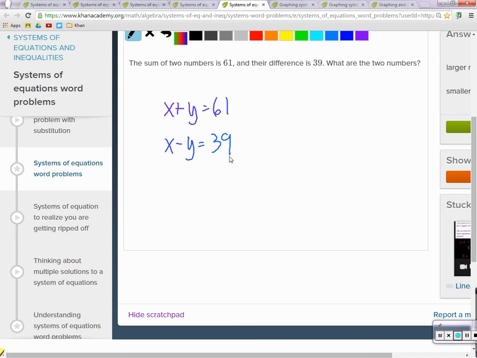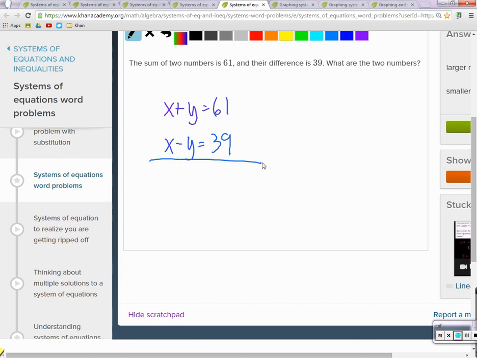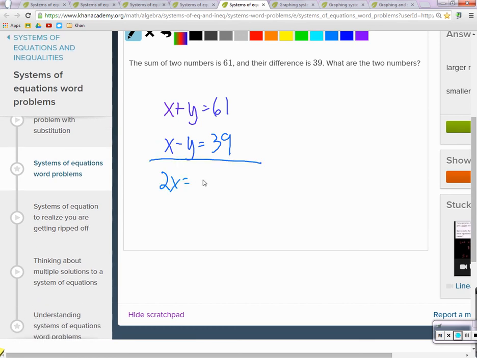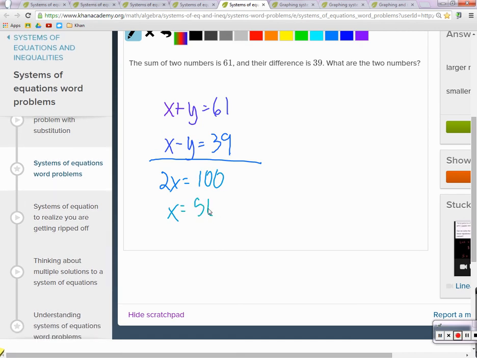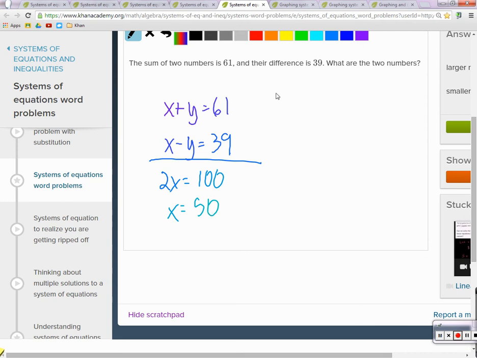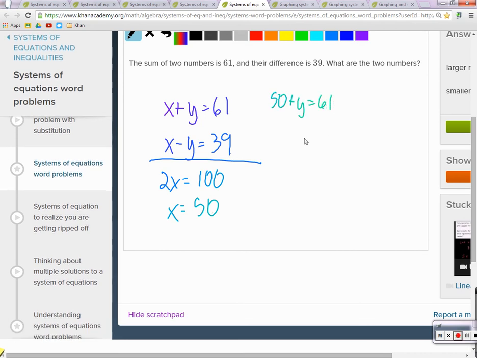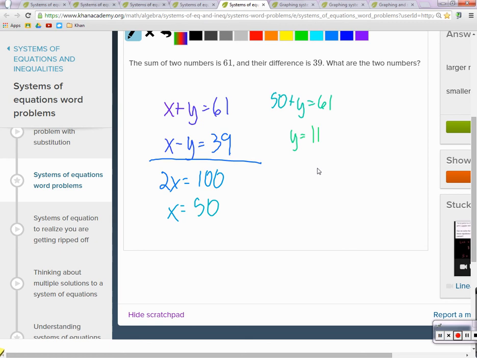How are we going to solve this system? Elimination, it's prime for elimination, right? It is ideal. These are already opposites. So we add them together, we get 2x equals 100. x equals 50. Plug that in there. 50 plus y equals 61, y equals 11. Am I right? Oh, 50 minus 11. There we go. And it asks about the larger and the smaller number, so the larger number would be 50, and the smaller number would be 11.